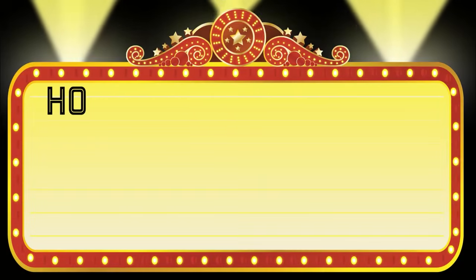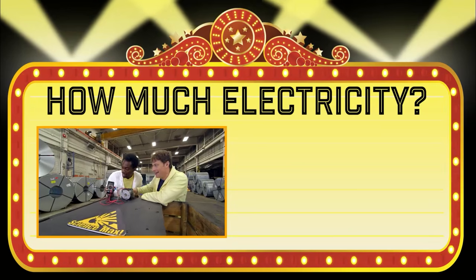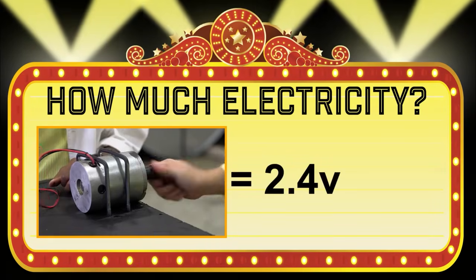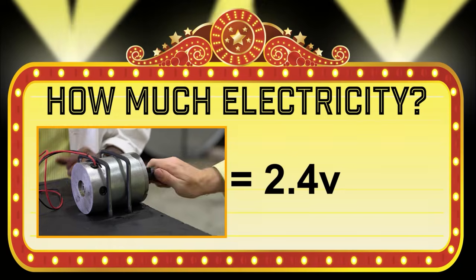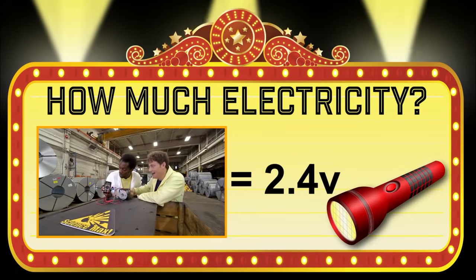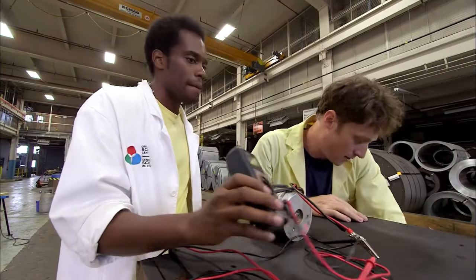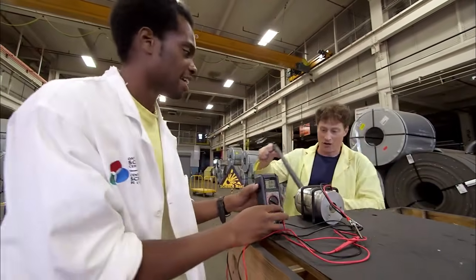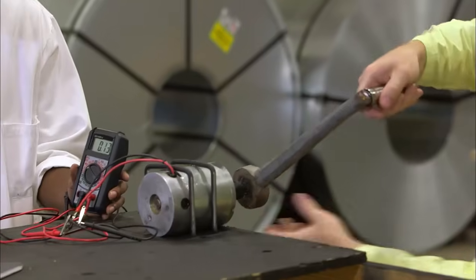Now it's time to play How Much Electricity Did They Make? 2.4 volts, yeah, it's not bad. Oh, 2.4, yeah, it's not great. That's just enough to power a small LED flashlight. Better keep trying, boys. I got some handles here that we're going to attach to the end of the generator so we can spin it. Okay, let's try.